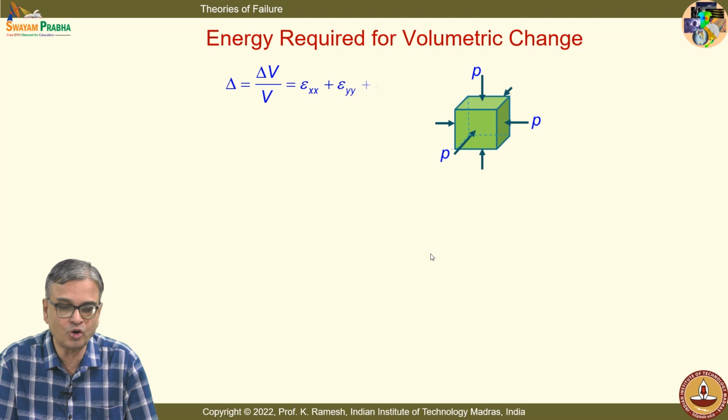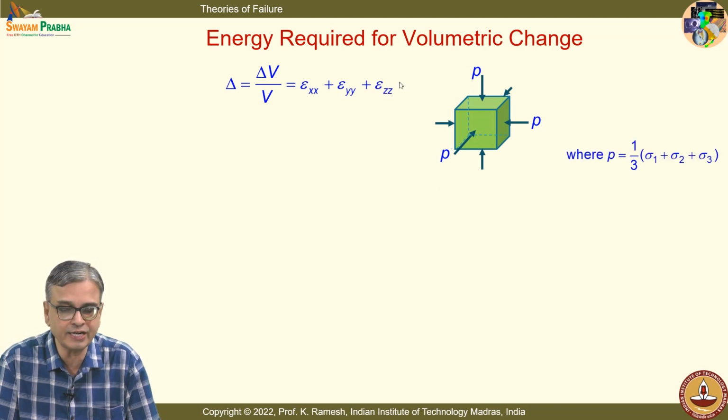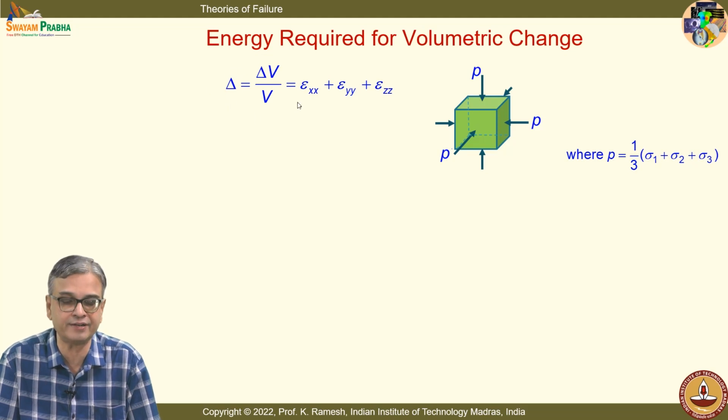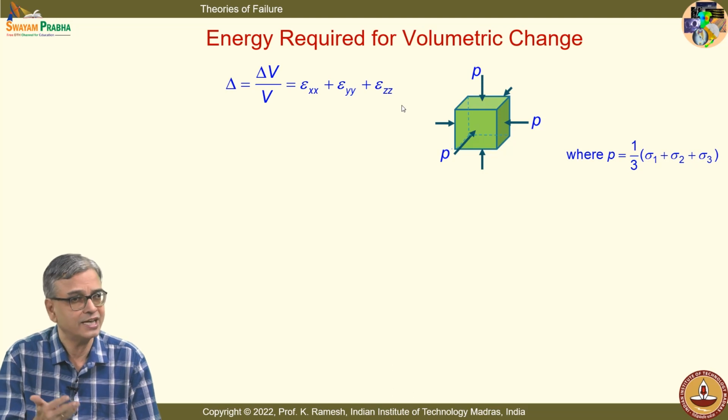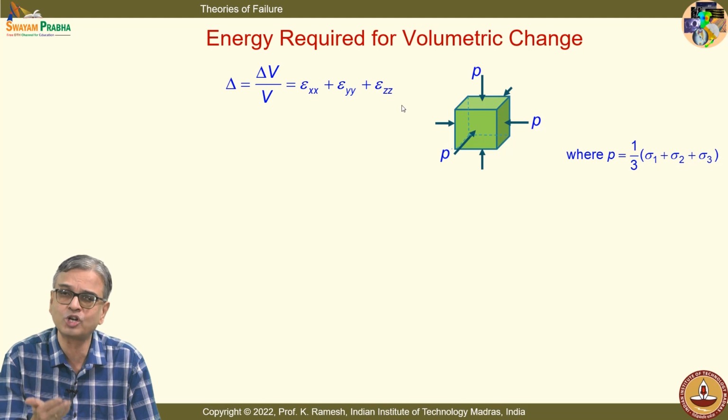And when you want to find out distortional energy, we have already looked at it when we developed stress-strain relations, when we were talking about bulk modulus. We have said you can find out the volumetric strain as epsilon xx plus epsilon yy plus epsilon zz. In the context of principal stress reference, it is an invariant I1. It can also be written in terms of epsilon 1 plus epsilon 2 plus epsilon 3. It is one and the same, and an invariant does not change.